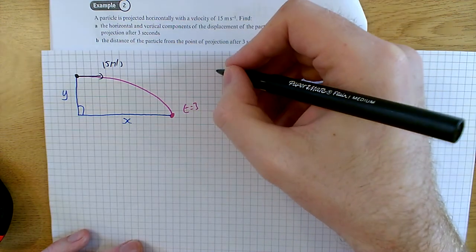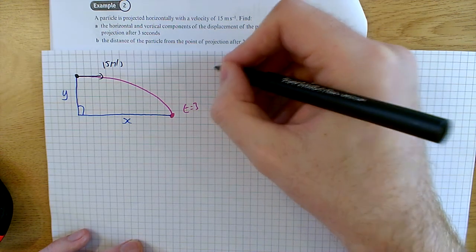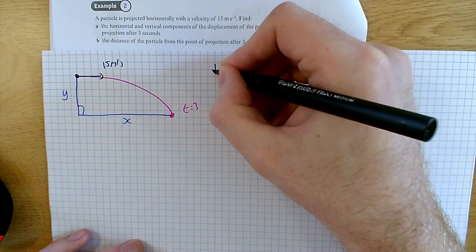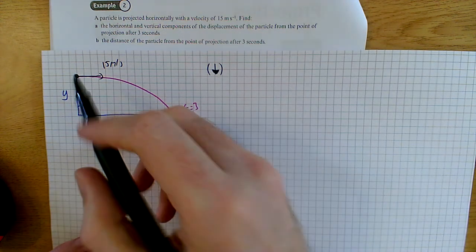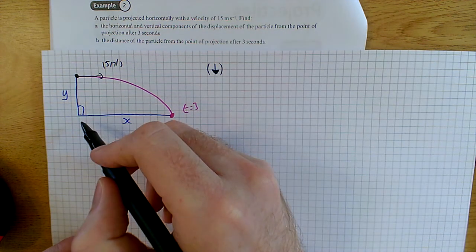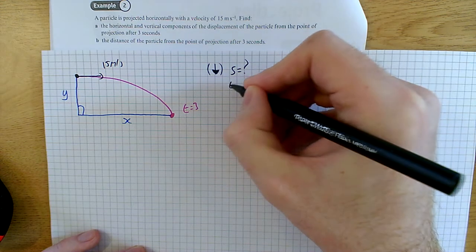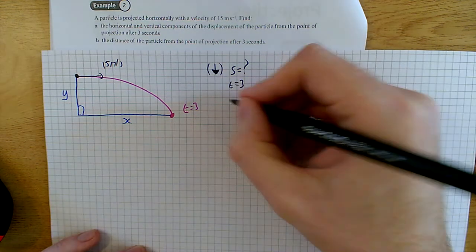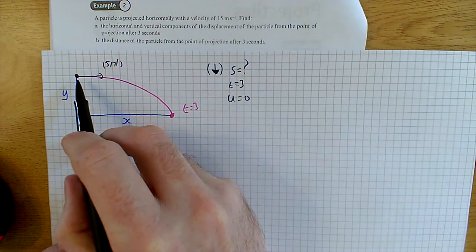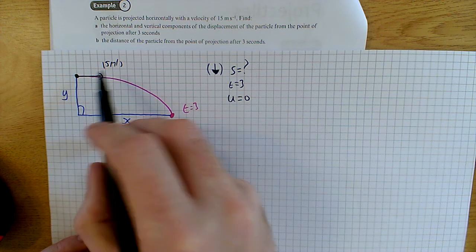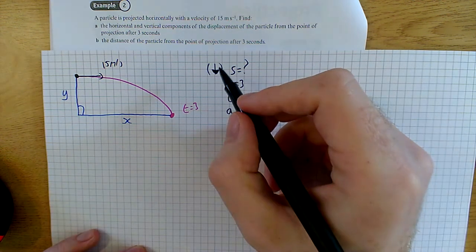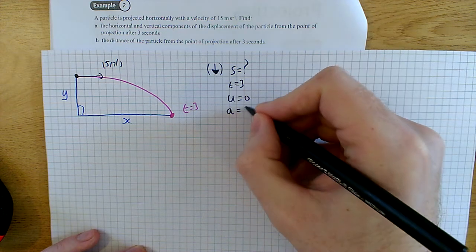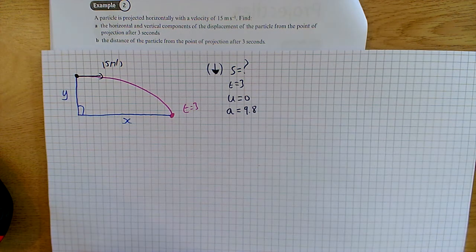So the first thing we're going to do is resolve it vertically. This time I'm going to resolve it vertically, but with the downwards direction taken as positive, just to show you that you can do that as well. We're trying to find s. We know that t equals 3. We know that the initial velocity is 0 because in the downward direction there is no velocity. It was only horizontal velocity that it started with. And the thing that pulls it down is gravity. Because I've taken downwards as positive, the acceleration this time is in the positive direction, so it's just a positive 9.8. Other than that, it's exactly the same.